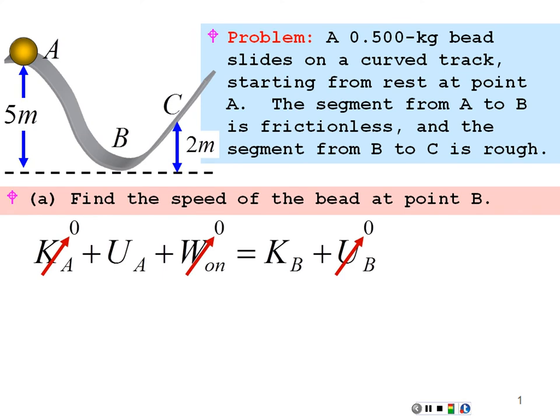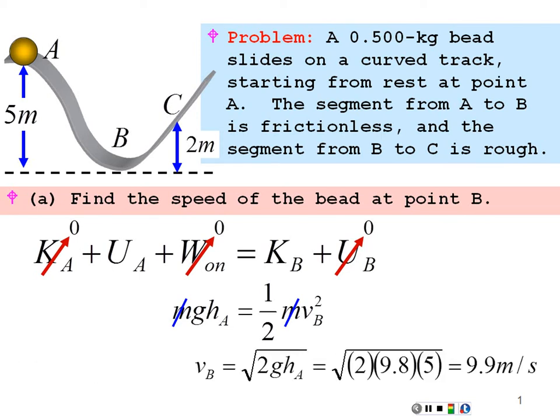All of a sudden, the problem's gotten easier. We only have 2 terms left. The potential energy at A will equal the kinetic energy at point B. We can write that as mg, height at A, is equal to 1/2 mass times the velocity at B squared. I have the same mass on both sides, so I can divide through by that, get rid of that. Multiply both sides by 2 and take the square root. And I have that the velocity at B is the square root of 2gh.